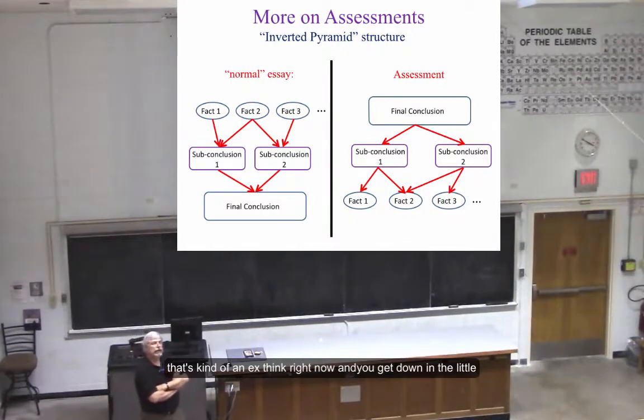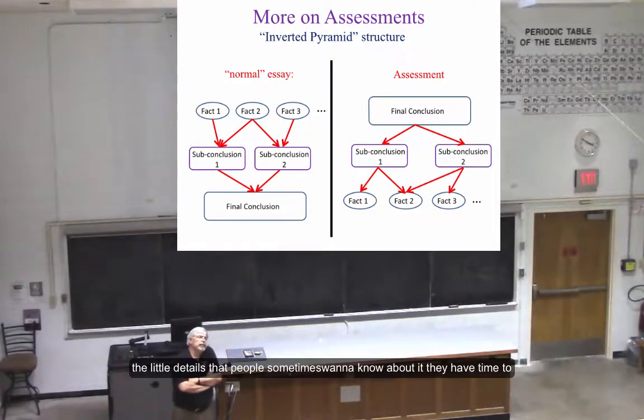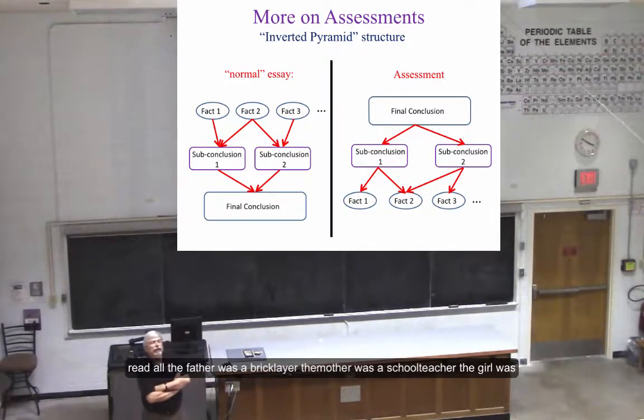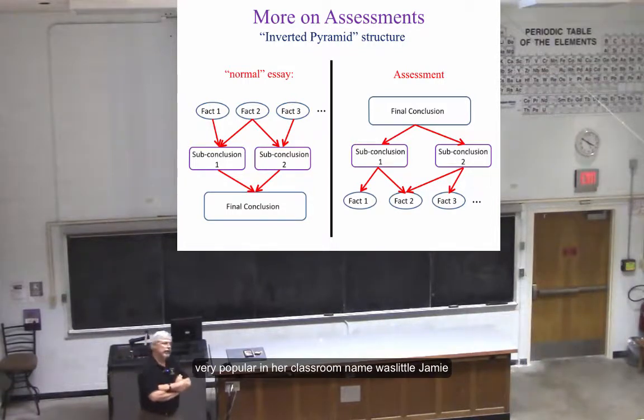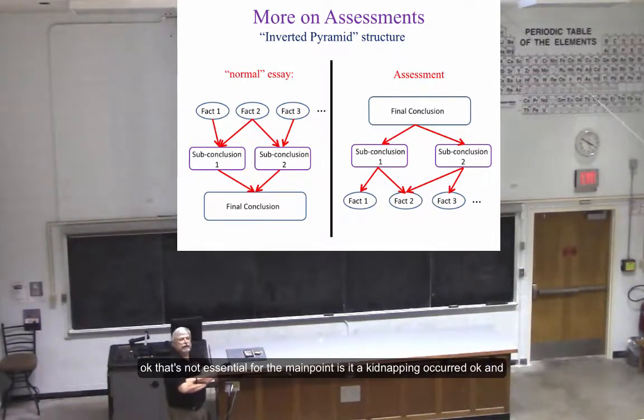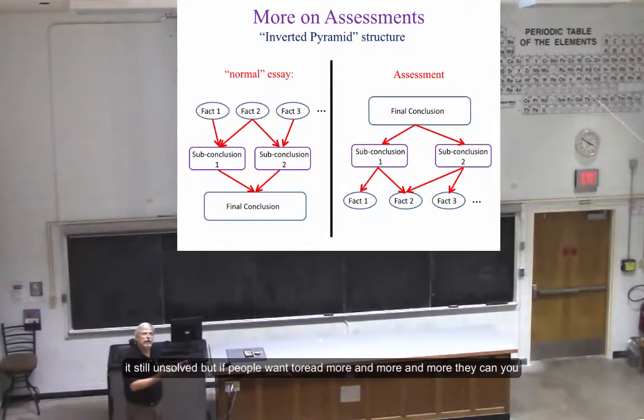Then you get down into the little details that people sometimes want to know about if they have time to read. Oh, the father was a bricklayer, the mother was a school teacher, the girl was very popular in her class, her name was Little Janie, and so on. Okay? That's not essential for the main point, that a kidnapping occurred, and it's still unsolved. But if people want to read more and more, they can.